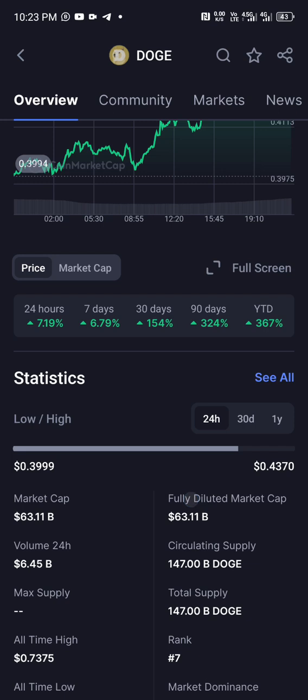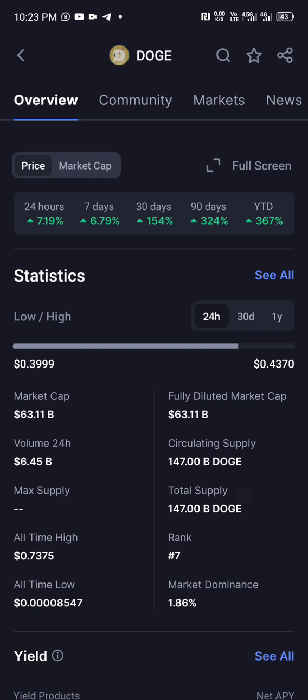You can see how this has been doing. This is its low and high. Its low was 0.399. Its high was 0.437. That's a good one. Look at the market volumes and the others.